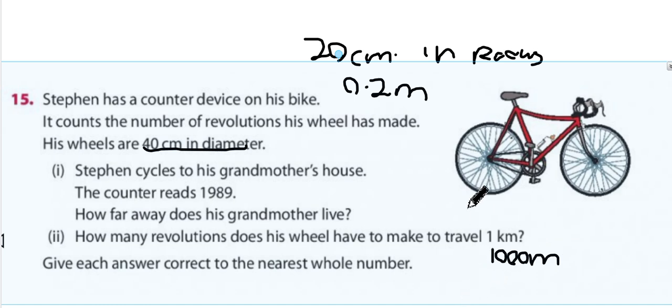Now, shh. What? It is. Oh, yeah, it is. Yeah, you just can't see it.